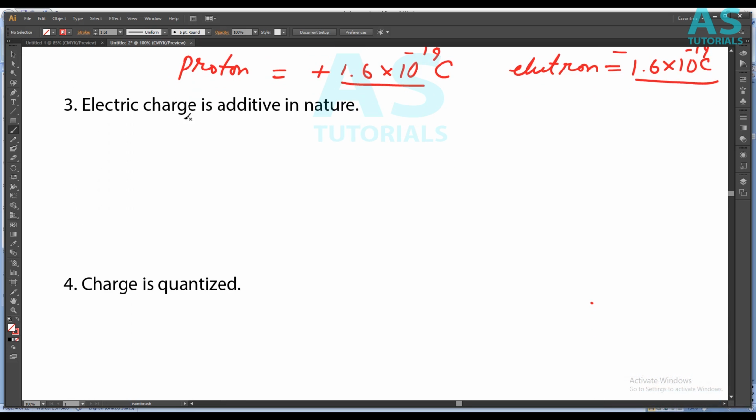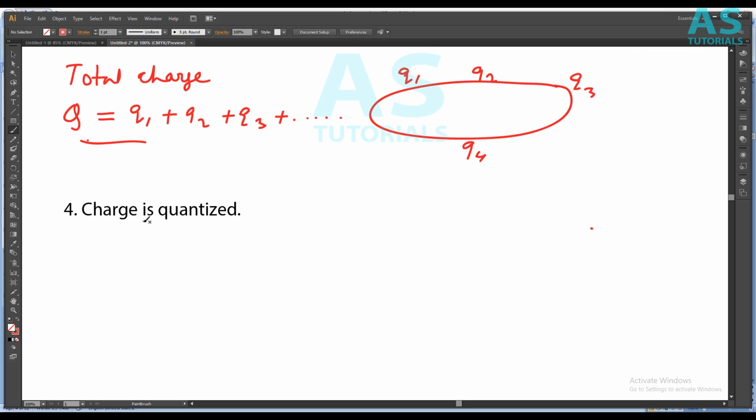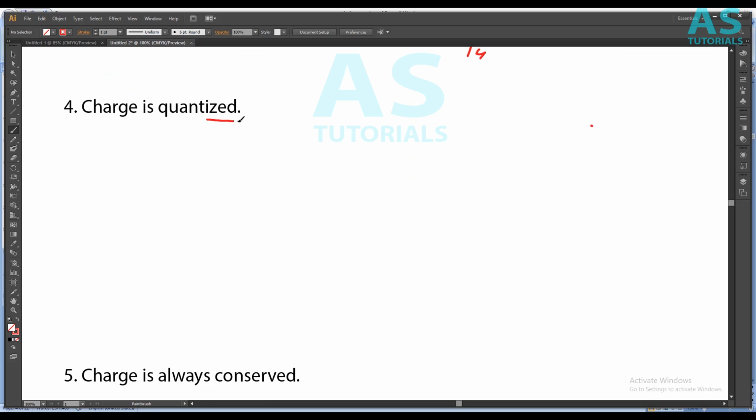In the third property, electric charge is additive in nature. If you have a body and different charges are found at different points on the body, then the total charge on the body is equal to the algebraic sum of the individual charges located at different points on it. So we can write Q1 plus Q2 plus Q3 plus so on. So this is the property of additivity of charges.